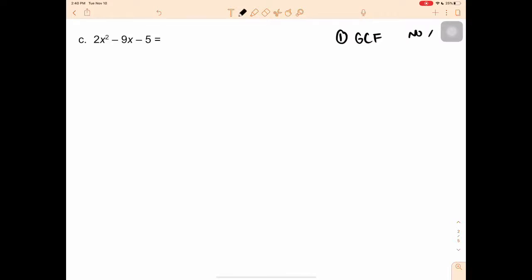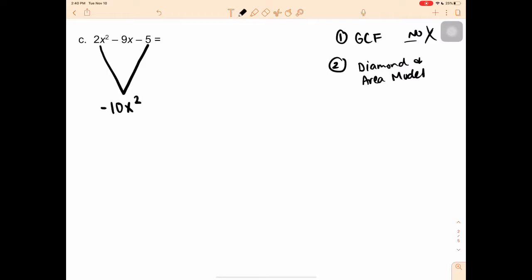No GCFs. None. Okay. So the second thing we need to do is set up the diamond and area model. Okay. So I always get into the habit of just multiplying A times C, and that's always going to be the top of your area model. Just because if I were to draw my area model first, it's going to be the same thing.